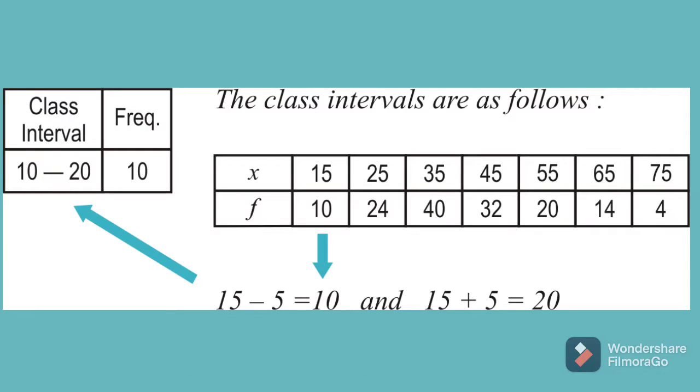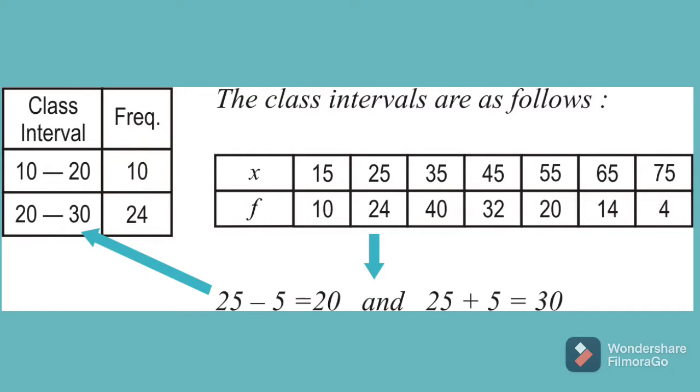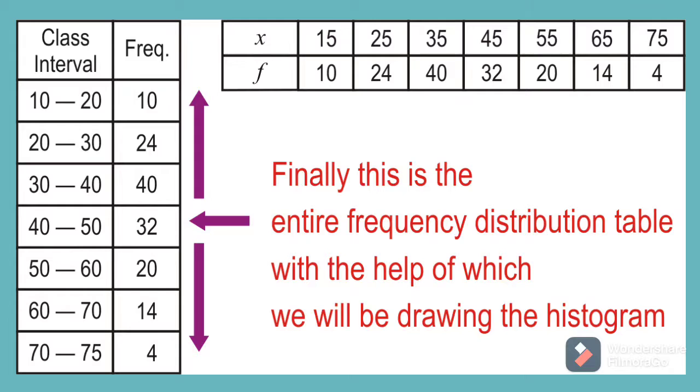The adjustment factor is to be subtracted from each class mark and also to be added to the same class mark. After subtraction, the result is the lower class limit, and after addition, the result is the upper class limit. This is shown in the diagram by the blue arrows. Other class intervals have also been determined in the same way.